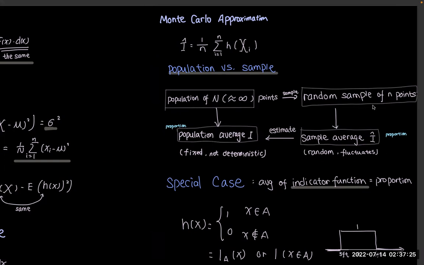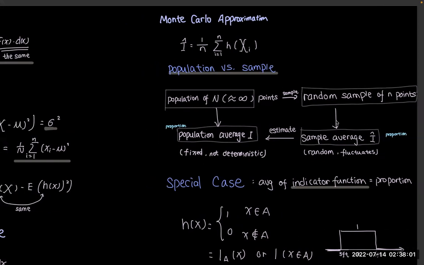Because this is a random sample, the sample average is random. It fluctuates around the population average, and the magnitude of the fluctuation can be measured by the variance of this I hat. Hopefully the expectation of I hat equals I, meaning that I hat fluctuates around I, but the variance of I hat hopefully is very small. In fact, we will show that the variance of I hat is inversely proportional to n. So the bigger the n is, the smaller the variance is.